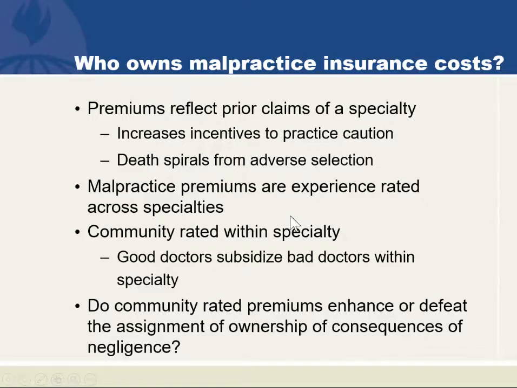One could say that if you're a neurosurgeon, you pay higher malpractice premiums than if you're a psychiatrist, because the damages and the probability of malpractice are higher for neurosurgeons than psychiatrists. Another way to say it, rather than being experience rated to a specialty, is that you're community rated within a specialty, that everybody who is a neurosurgeon basically pays the same rate. So among neurosurgeons, good neurosurgeons subsidize bad neurosurgeons, and good psychiatrists subsidize bad psychiatrists, which really undoes any of the incentive to deter errors within your specialty. The practitioner really fails to own the consequences of negligence.